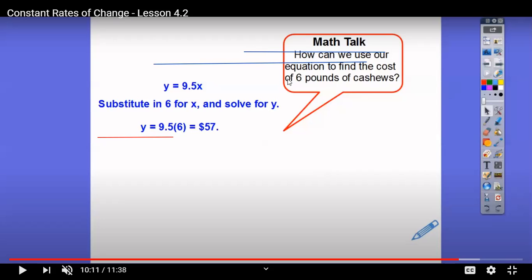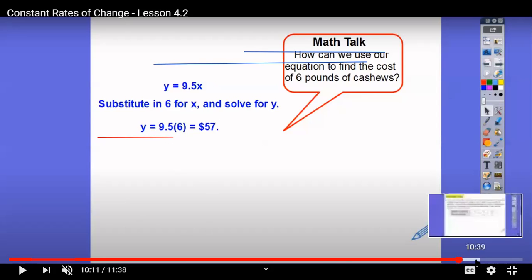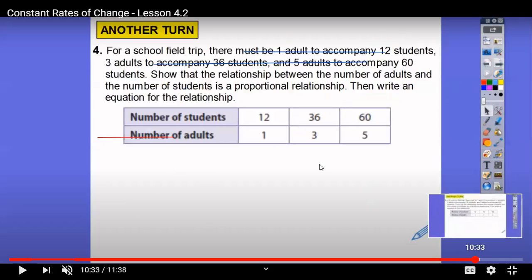How can we use our equation to find the cost of 6 pounds of cages? Directly, I have an equation, y equals 9.5x, and as I said, y represents the total cost, and x represents the number of pounds. So we will substitute 6 for x and solve for y to find the cost in dollars in this question.